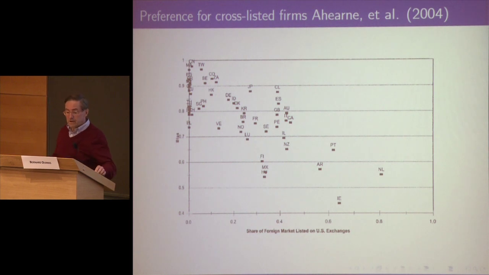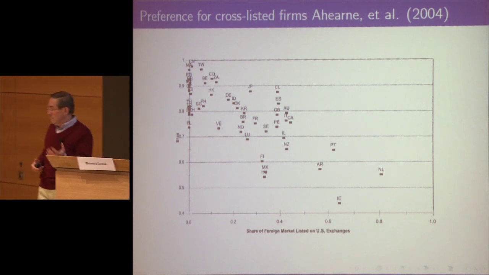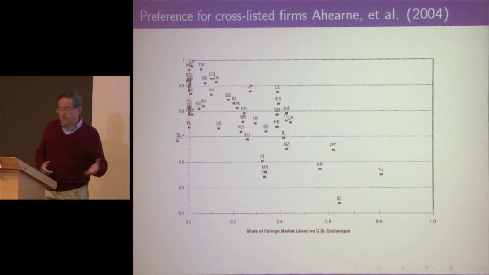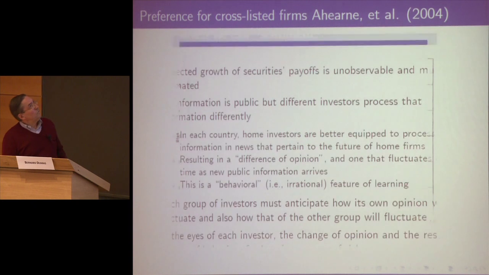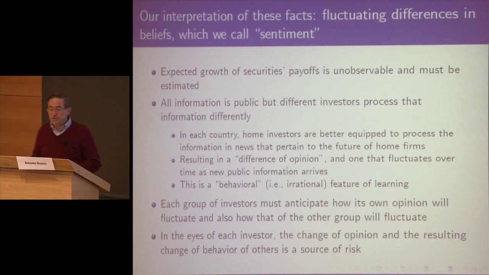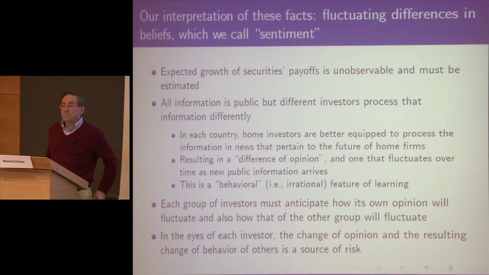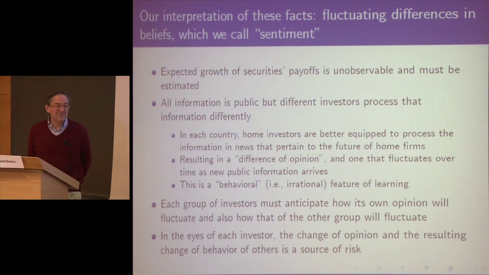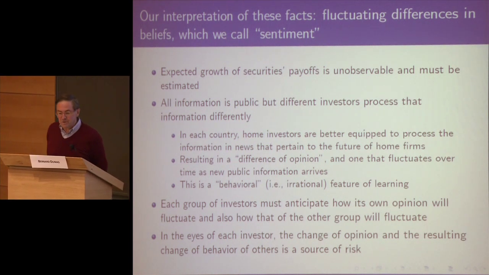So cross-listing does seem to change the way in which people perceive the returns from the stocks. So what is our interpretation of these facts? Our interpretation is fluctuating differences in beliefs. I'm not sure whether we've been well inspired to call that sentiment, but anyway, that's what it is, fluctuating differences in beliefs.